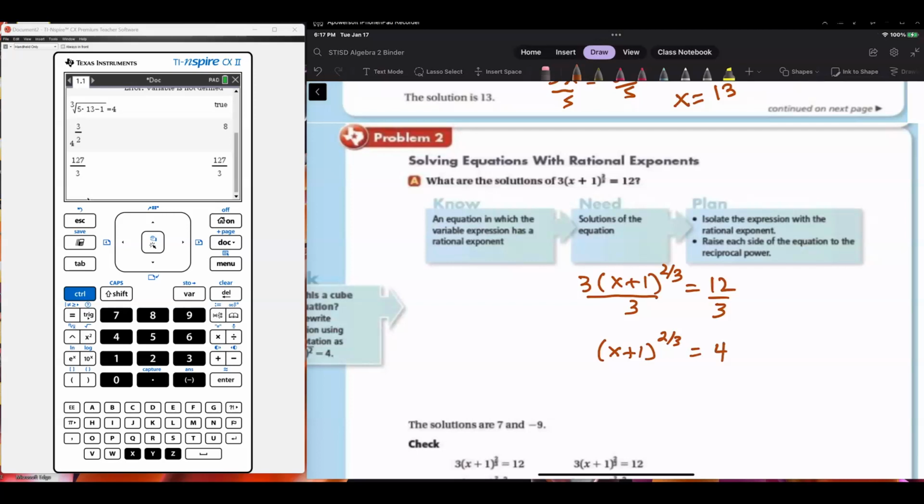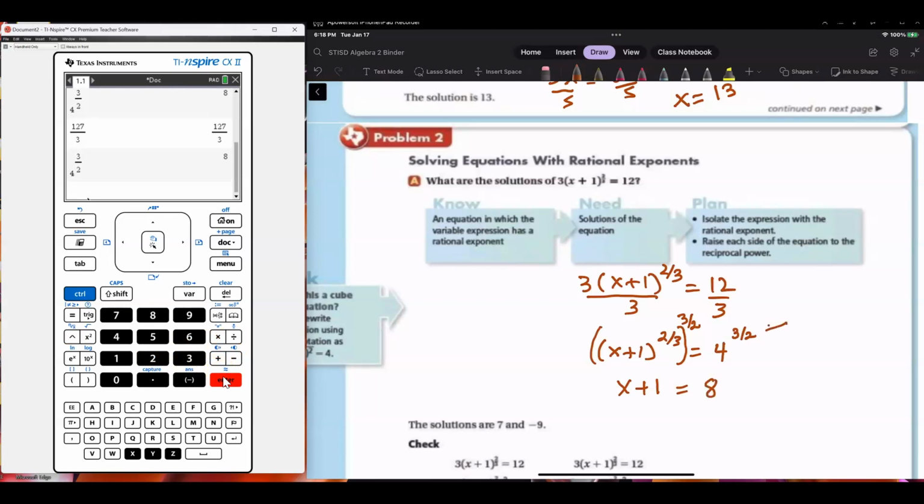Now that we have 2/3 as an exponent, we're going to want to do away with that fraction exponent. So we're going to go ahead and raise it to the reciprocal. If you raise the left side to the 3/2 power, then you have to raise the right side to the 3/2 power. So you have x plus 1 equals 4 raised to the 3/2 power, and you get 8.